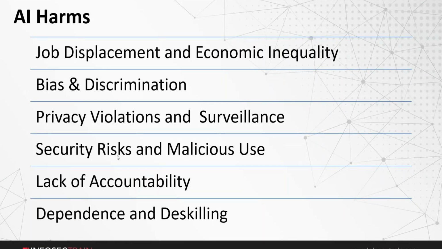Also, when a wrong prediction happens, or something goes wrong, there can be a lack of accountability. Nobody will take accountability for a particular action which can happen like that. There can be a lot of things, and the most important one, which is now getting a lot of concern, is called dependence and de-skilling.